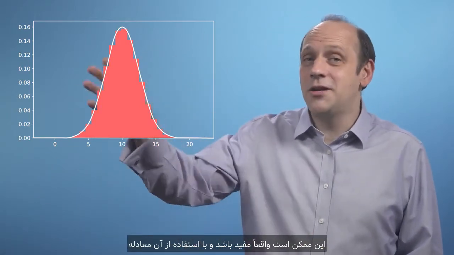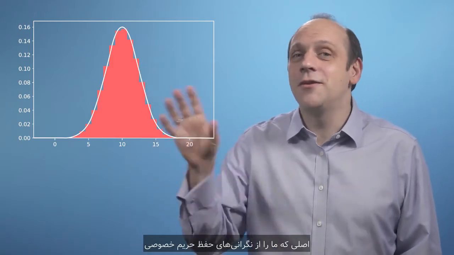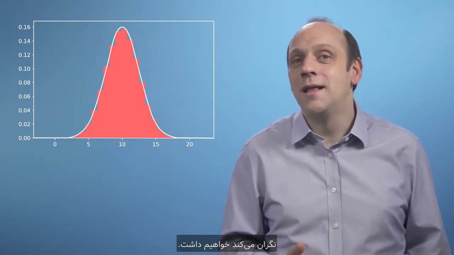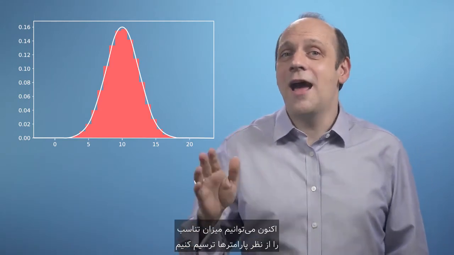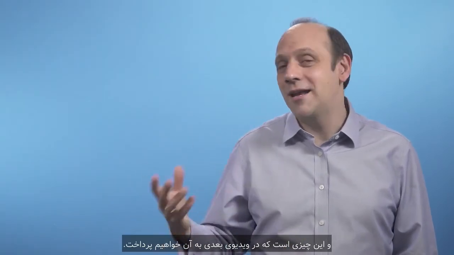Then using that equation, we'd have an easy portable description of the population we could carry around without needing all the original data, which would free us, for example, from privacy concerns. Now, we could plot how good the fit was in terms of the parameters. And that's what we'll look at in the next video.